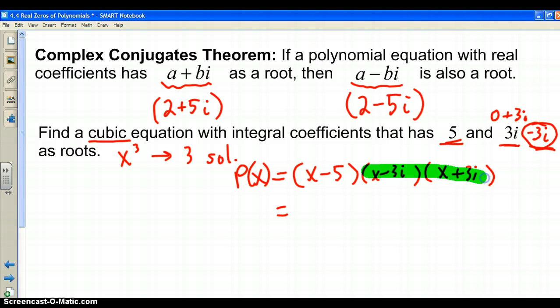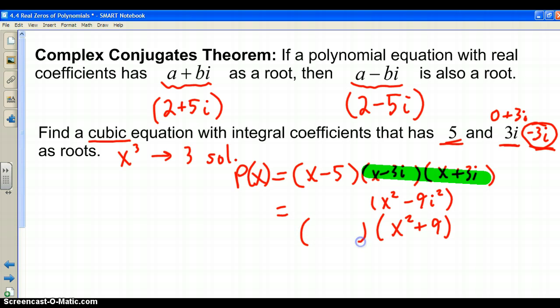I'm going to multiply those two out first. And so when you do that, we get x squared minus 3ix plus 3ix. The inside-outside kind of disappear, and then we get minus 9i squared, which is really what? x squared plus 9, because i squared is really negative 1. So negative 9 times negative 1 is positive 9. Don't forget to multiply by x minus 5 here, so we have to multiply that together as well.